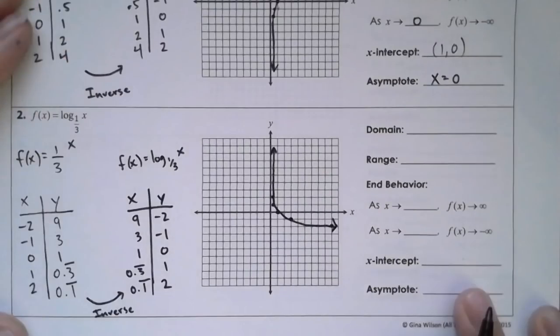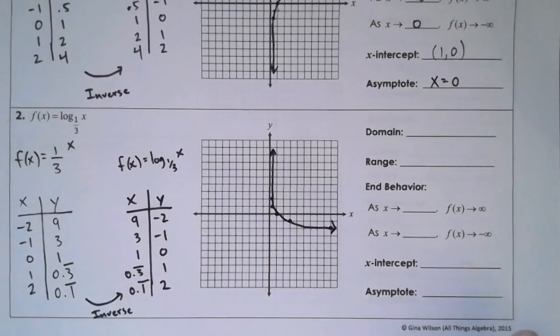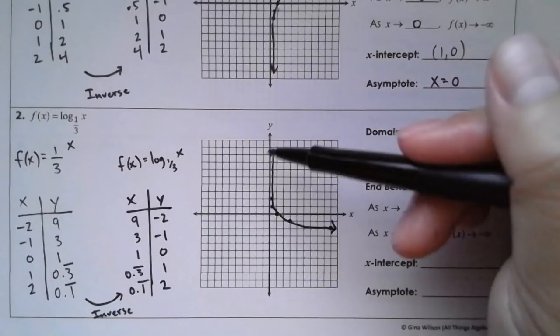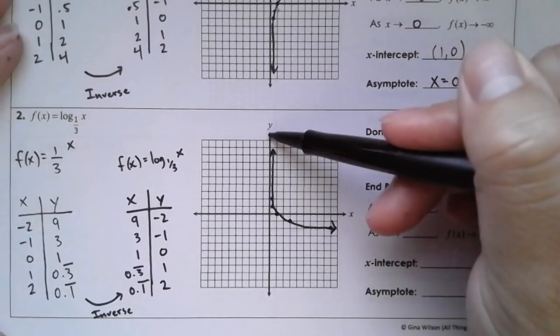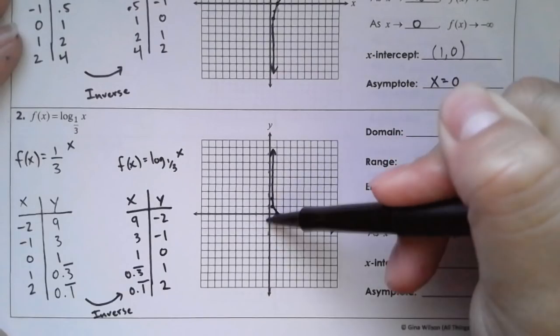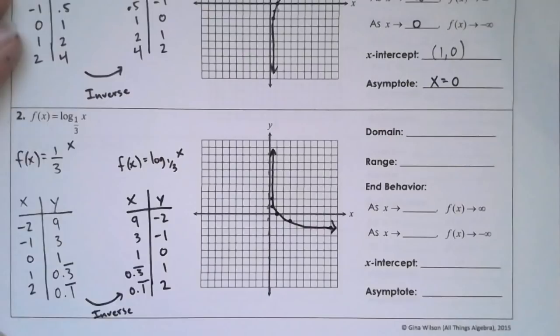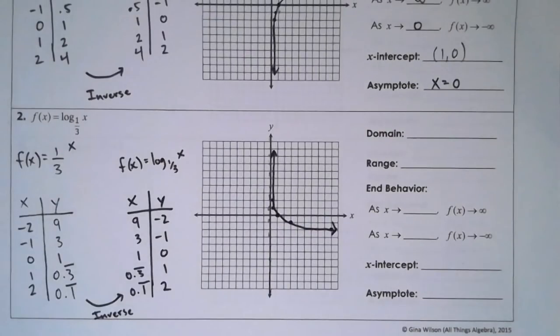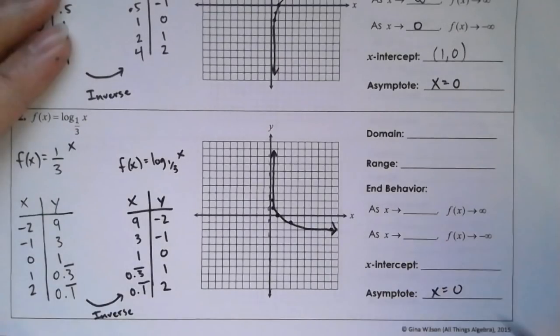Okay, and same thing, maybe we could start from the bottom. You can see that your asymptote is again x is equal to 0, because it gets closer and closer to the y-axis, but it doesn't actually cross it. Okay, and then that vertical line, the y-axis, is x is equal to 0. My x-intercept, you can see from the table, is (1, 0).